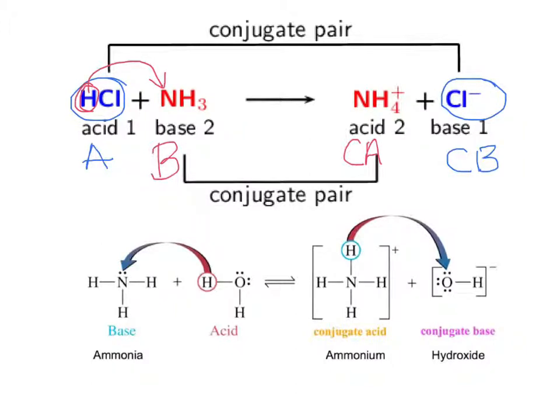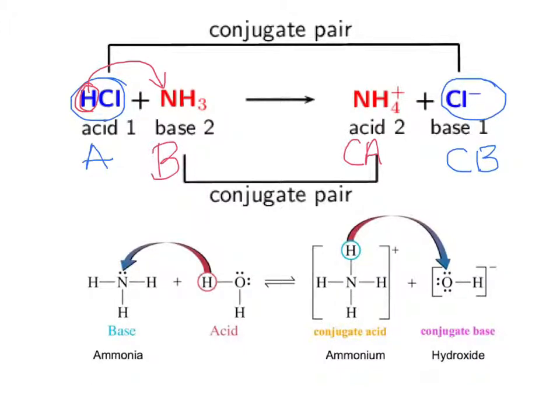All right. So let's look at it down here. Here's another example of this. We're just going to talk about adding ammonia, which is NH3, to water. Now in this case, the water is the acid because it's donating a proton to the base, which is these lone pair electrons here. Now once the water has donated its proton to the base, the ammonia, now it becomes the conjugate base on the other side.